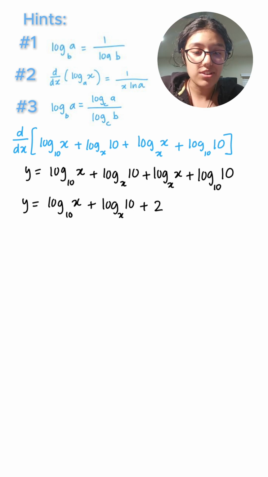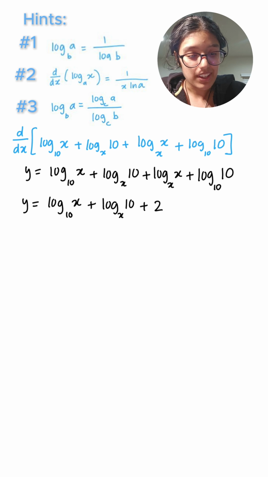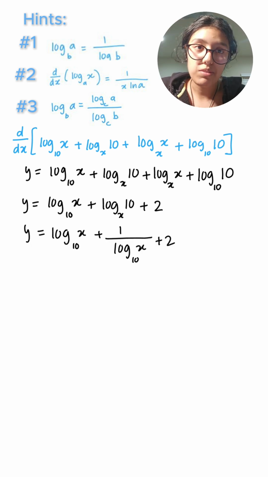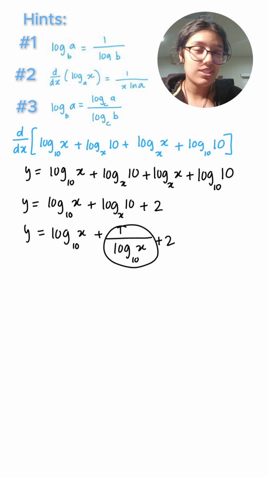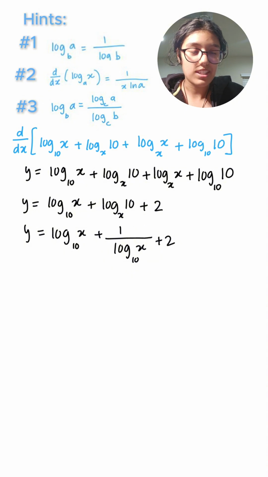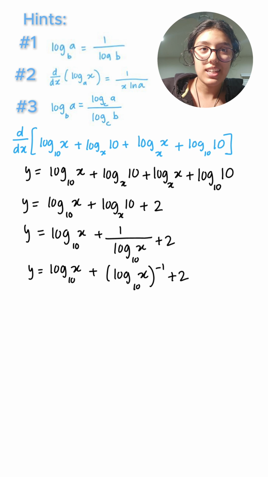If we apply the first hint, we see that log a to the base b equals 1 over log b to the base a. Essentially what we're doing is swapping this 10. We want it to come over here to the base, and we want x to go where 10 is currently. So 10 and x just swap places, and when we do, it goes in the denominator. Now I'm not really a big fan of fractions, especially when we're doing derivatives, so I'm just going to have it as a negative exponent. And now I think we're ready to take the derivative.